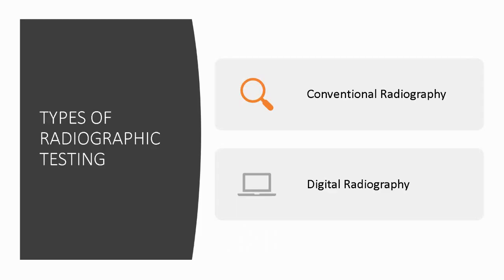There are two types of radiography testing. The first one is conventional radiography and the second one is digital radiography. Conventional radiography uses a sensitive film which reacts to the emitted radiation to capture an image of what is being tested. But digital radiography doesn't require a film. It uses a digital detector to display radiographic images that can be interpreted more quickly than the conventional method.